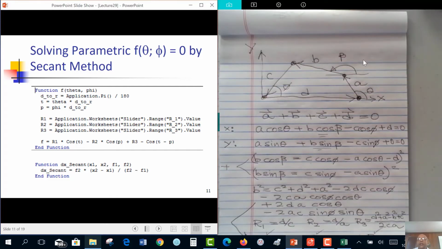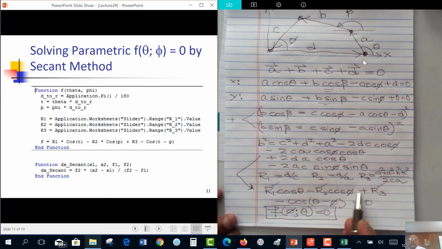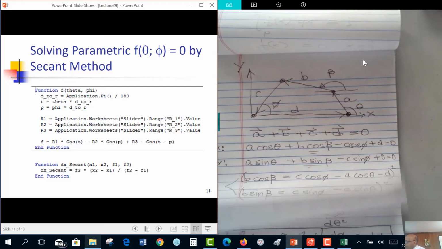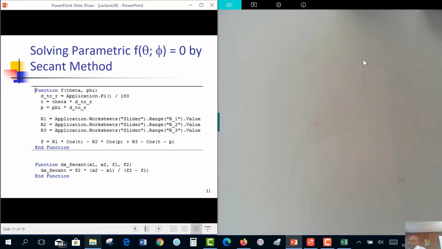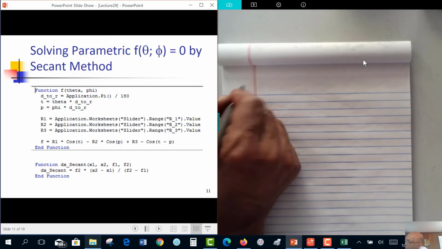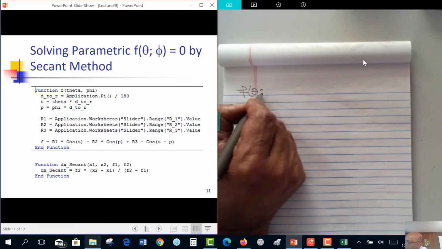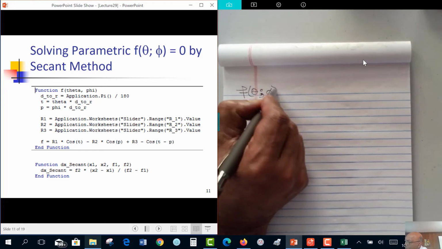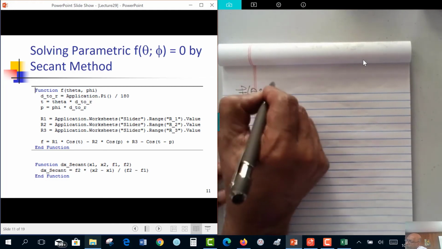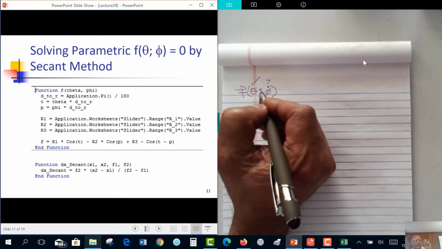So I'm going to copy it here. This is the equation we derived. Okay. So I'm going to copy it all over again. So our function of theta and phi, we separate them by semicolon because one is unknown and one is parameter. So this is parameter, that is unknown.